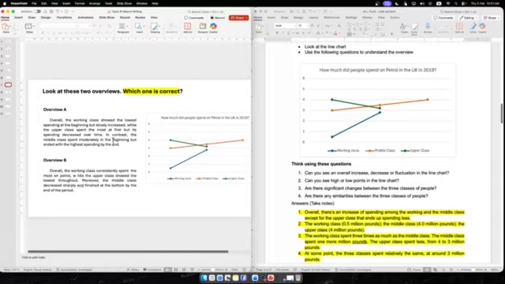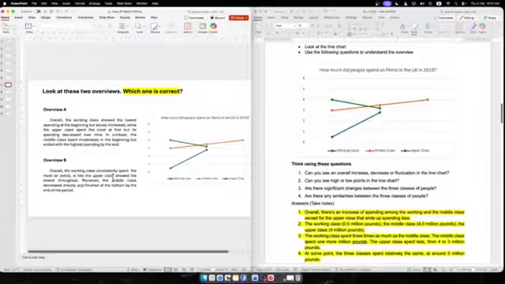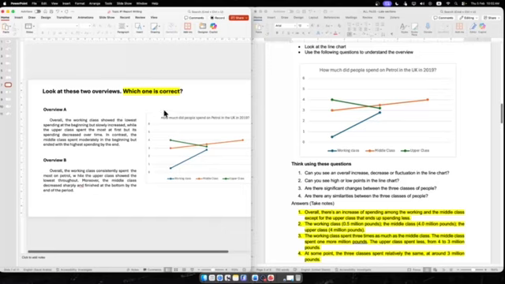All right. So look at these two overviews. Which one is correct? And give yourself 3 minutes. Pause the video, and come back here in due time. Okay, let's say that you did that. So which one is correct? Is it A or is it B?